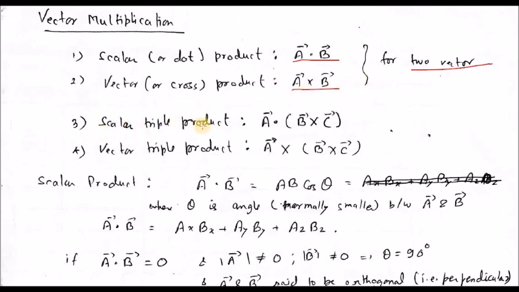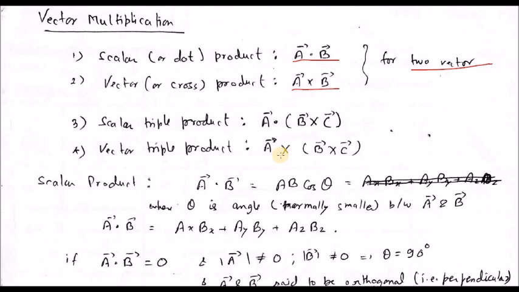Then we have scalar triple product, which is A dot B cross C. See, this B cross C gives you a vector, A is a vector, so vector dot vector will give you a scalar quantity, hence it is scalar triple product.